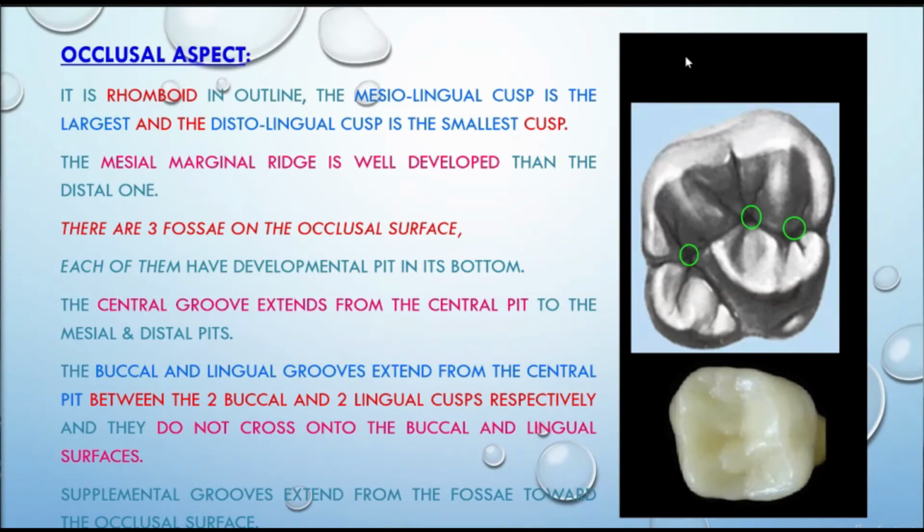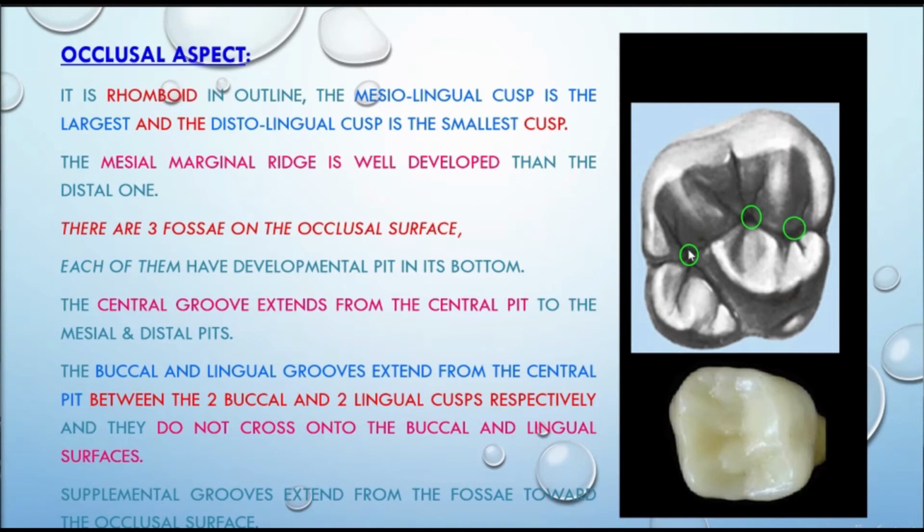There are three fossae on the occlusal surface. Each of them has a developmental pit in its bottom. The central groove extends from the central pit to the mesial and distal pits. They are connected with the distal pit and mesial pit. Actually, these are the mesial triangular fossa and distal triangular fossa.